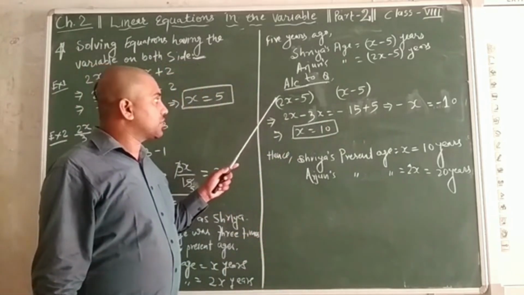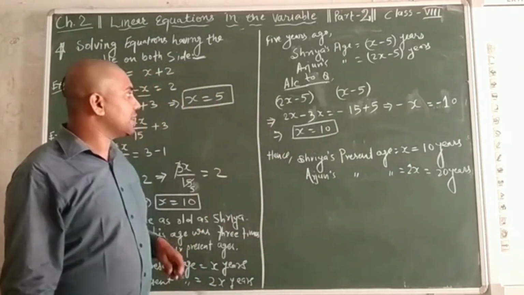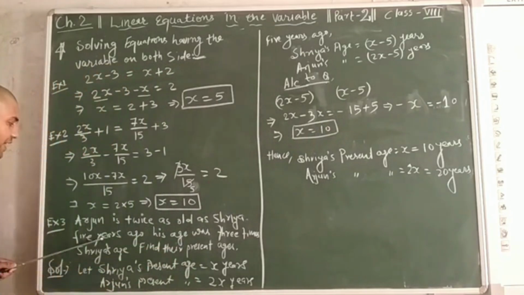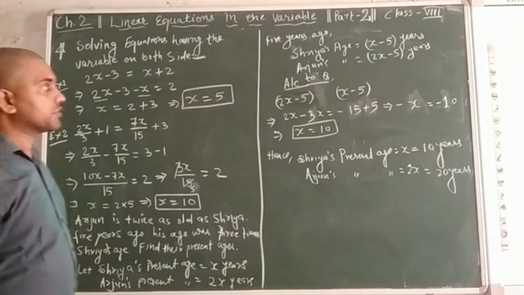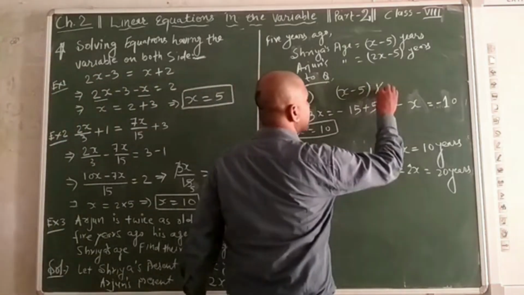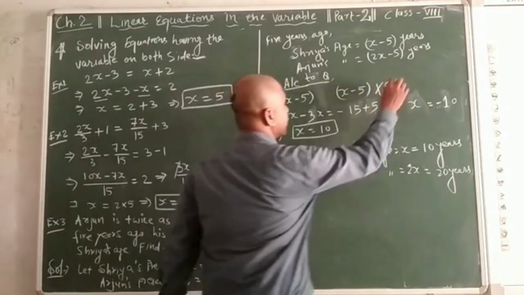According to the question, you can see what the statement is saying: 5 years ago his age was 3 times. Whose age? Arjun's age. So we can multiply here by 3.